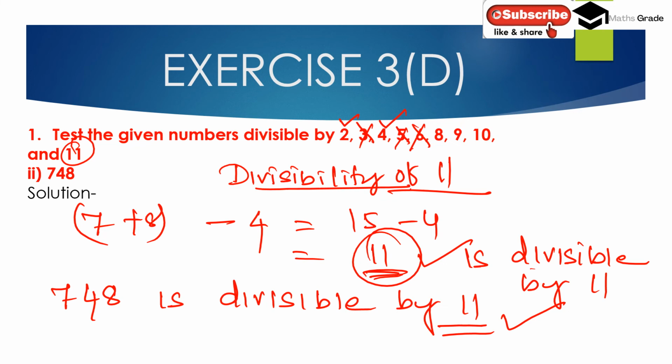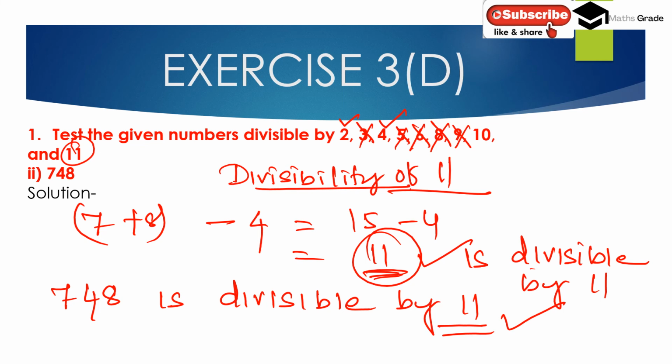Now this number 748 is not divisible by 8, because the last three digits of the number 748 are 748, which is not divisible by 8. And the sum of digits of 748 is 7 plus 4 plus 8, which is 19, and 19 is not divisible by 9, so this number is not divisible by 9.